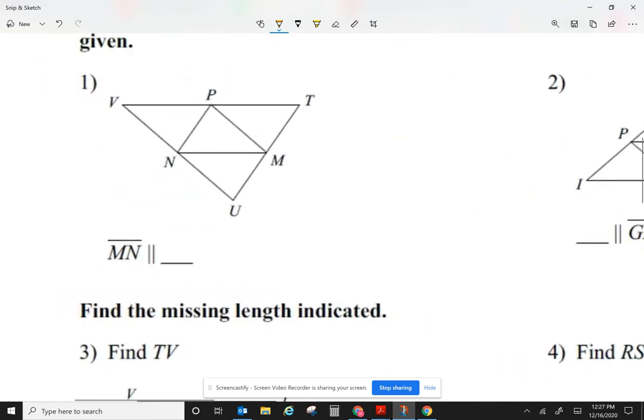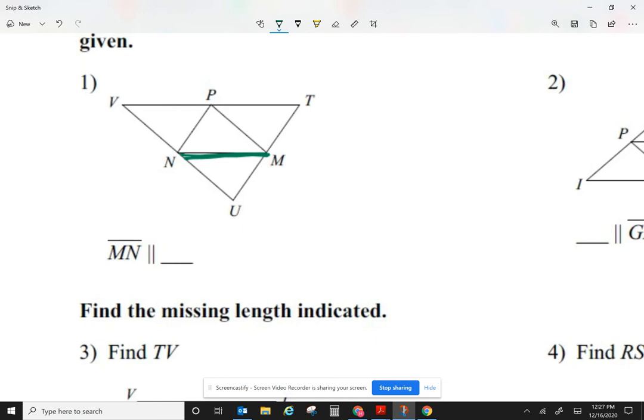All right, question number 1. Notice how at the bottom I have that MN is parallel to something. Let me find out where MN is. MN is a midsegment, and it's parallel to something. Notice how I'm calling parallel the two little line segments there. That's the symbol for parallel.